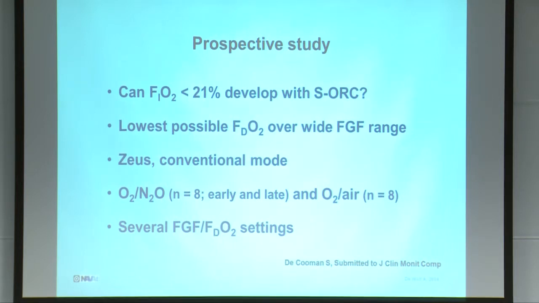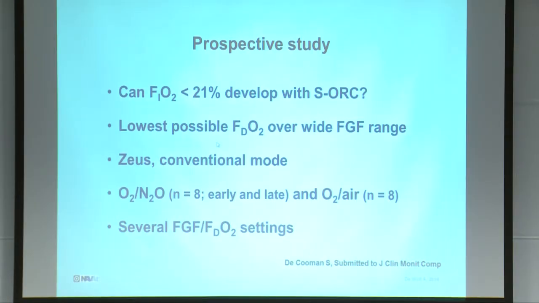Based on that, we did a prospective study, and we really wanted to look at whether this was an anomaly or whether this could occur more frequently in clinical practice. So we did the prospective study, and we asked the question, can FiO2 below 21% develop with a well-functioning S-ORC? So we gave anesthetics to 8 patients who received oxygen and nitrous oxide and 8 patients who used oxygen and air. We used the lowest possible FDO2 over a wide fresh gas flow range. We used a ZEUS in the conventional mode, and we had several fresh gas flow and FDO2 settings.